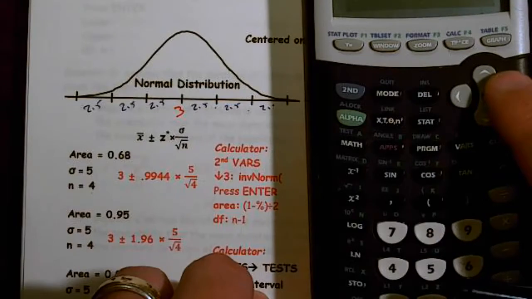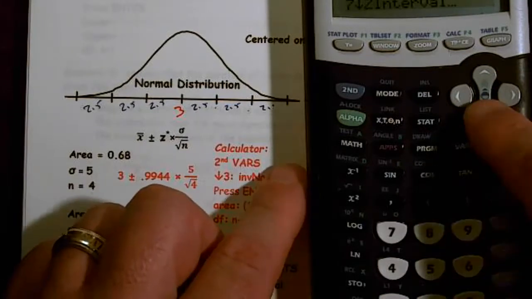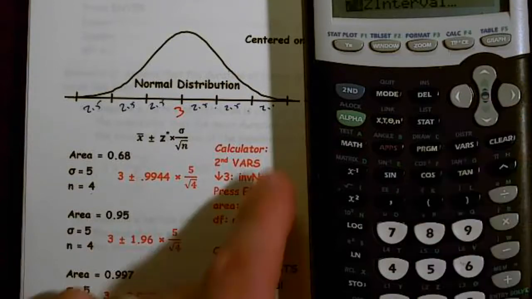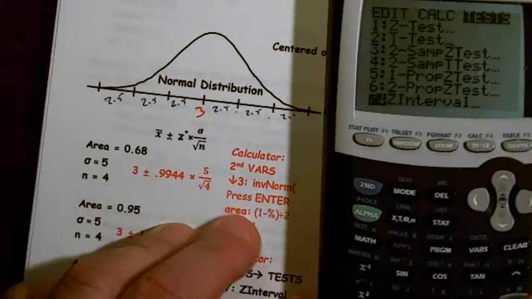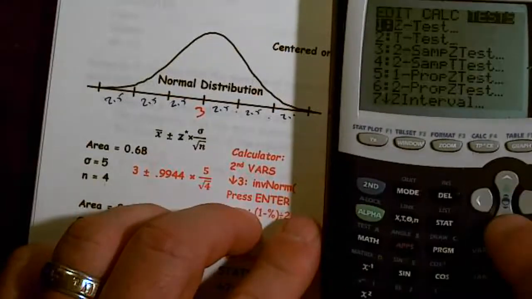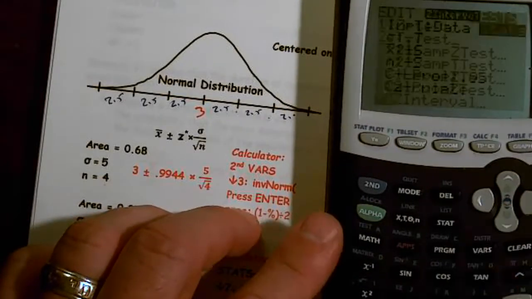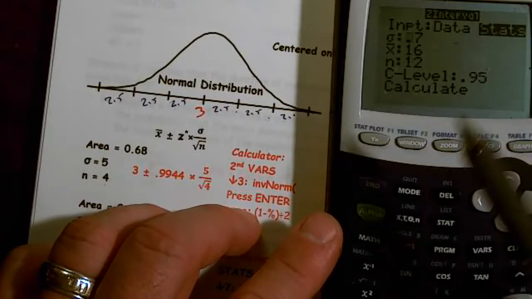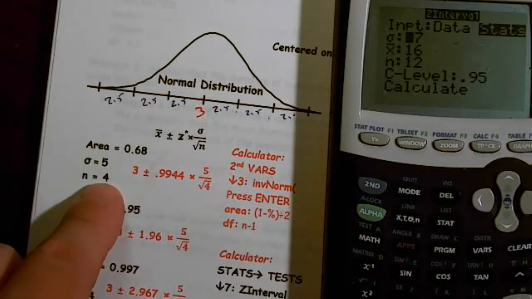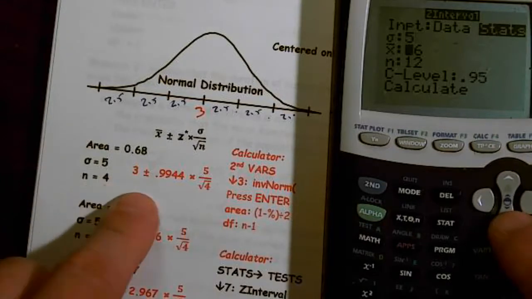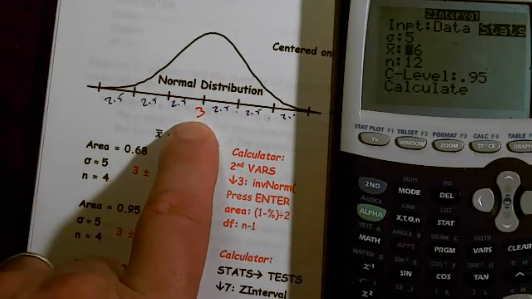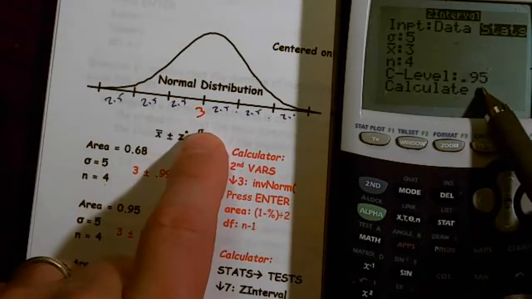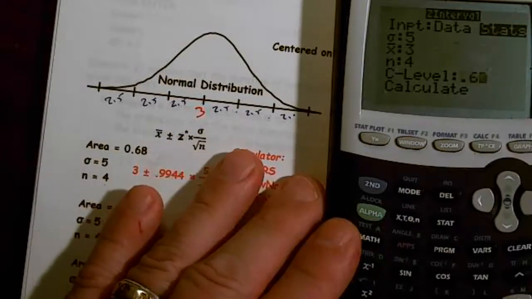Let's go to stats test and go to Z interval, which happens to be number 7. Stats test number 7, or Z interval. And we want to make sure stats is highlighted. Our standard deviation we said was 5. Our X bar, we're centered at 3. Our sample size is 4. Let's just say we wanted to do the 68%, or the plus or minus 1 standard deviation.